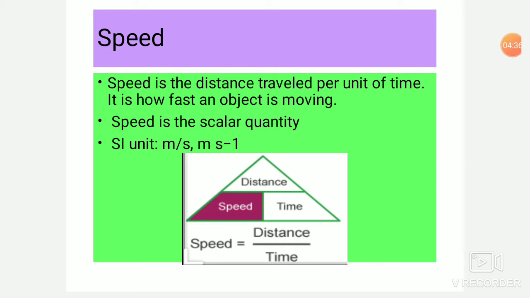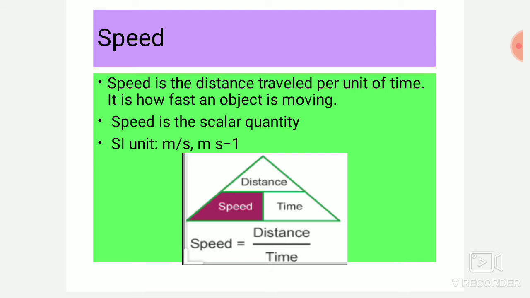When anything is moving, then it will have some speed, either very high speed or very low speed. So speed is the distance travelled per unit of time. It is how fast an object is moving. Means any distance travelled in a unit time is termed as speed.